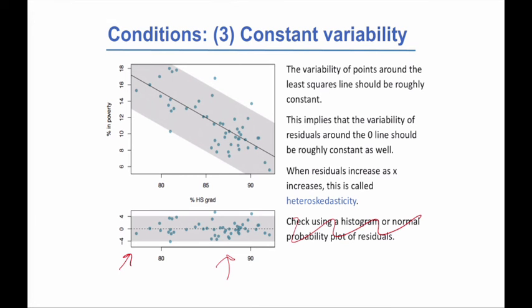So, this doesn't actually show what heteroscedasticity looks like. Heteroscedasticity, if I have, this is my LSRL, and I've got points that are like this, and then as my x values get bigger, they get farther away from the LSRL, that would be heteroscedasticity, and that's bad. We don't like that. On the residual plot, it would look the same, except they're going to be increasing in variability around the x-axis. That's heteroscedasticity. That violates the constant variability condition.